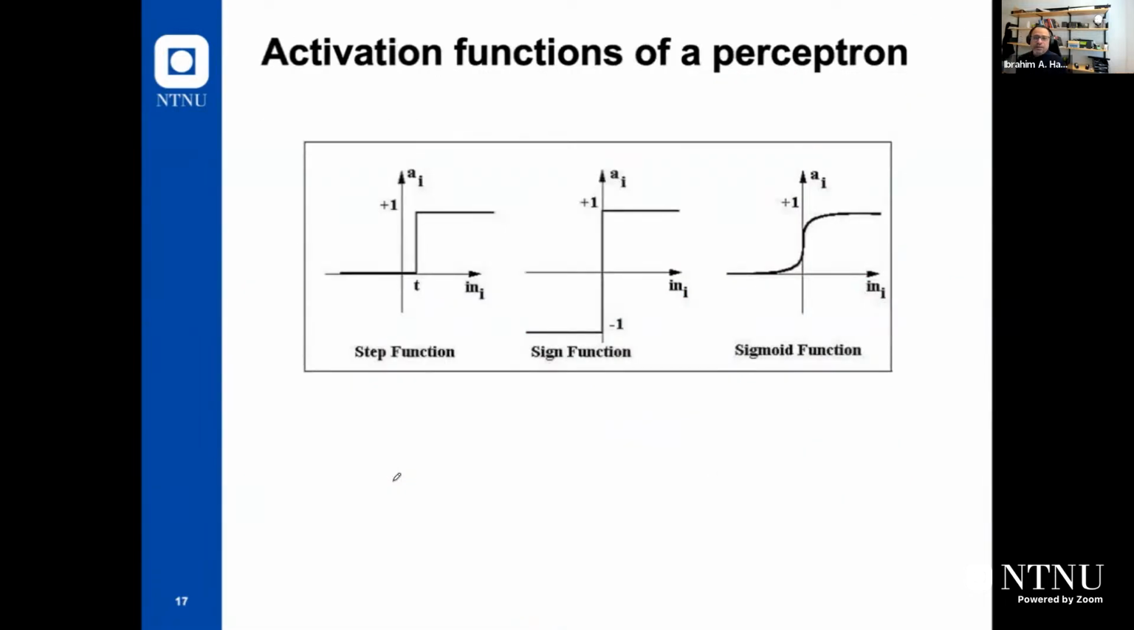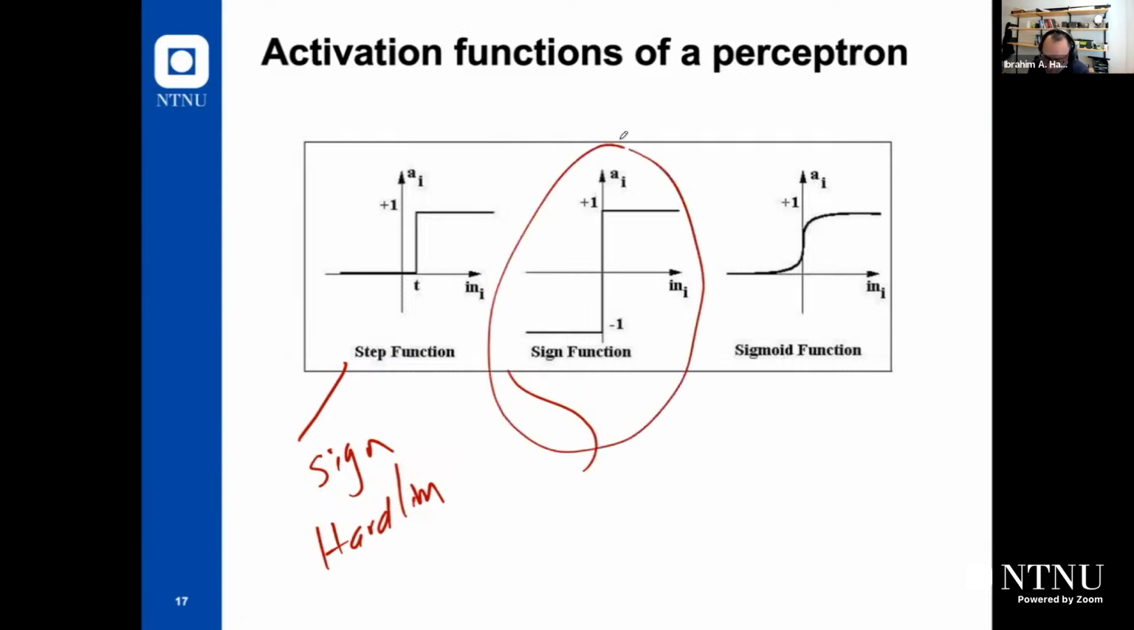Okay, so there are also some activation functions which we can use. For example, this one is a step function. We used it today. Some people call it sign function, right? Or hard limit, right? And we have this one also. Oh, sorry, this is the sign function. This is the step function. And we can have also sigmoid. Sigmoid is nonlinear.